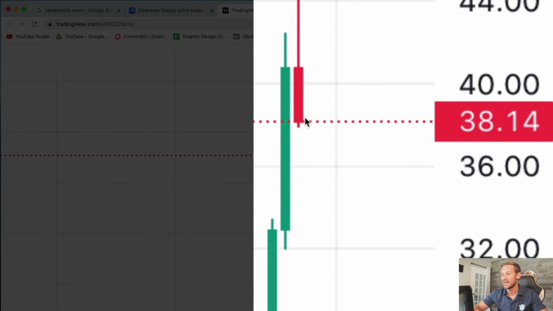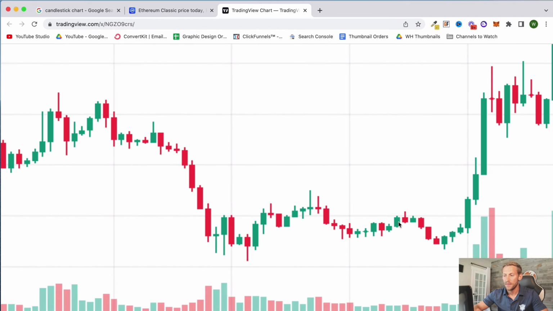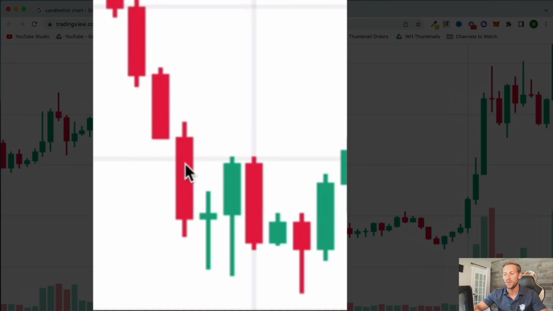And the same thing on the red candles. Let's go to a good red candle. You can see right here is a good one. You can see this is the main candle. This is where it opened and closed. But sometime during the day, it went up to here. And some other time during the day, it went down to here.